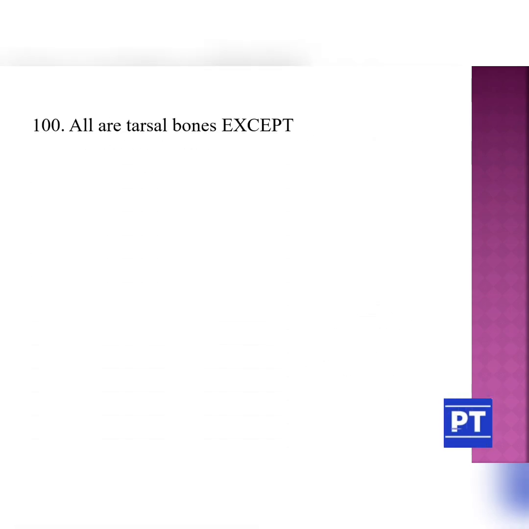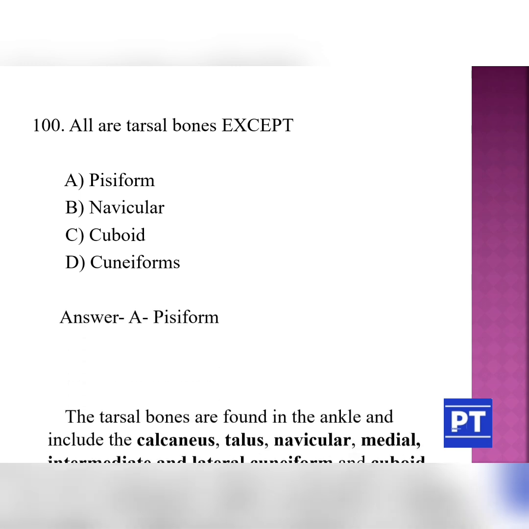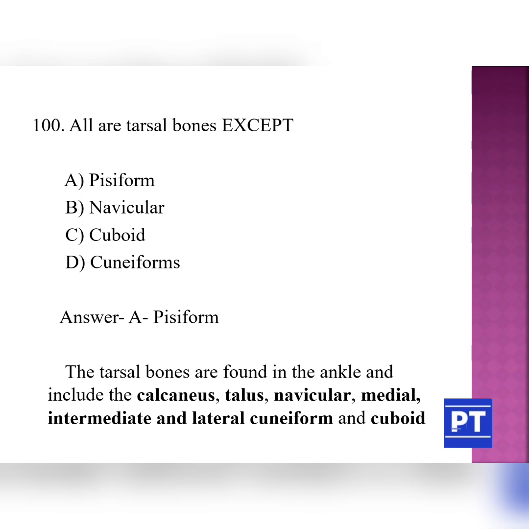Question number 100. All are tarsal bones except option A pisiform, option B navicular, option C cuboid and option D cuneiform. The answer is option A pisiform. The tarsal bones are found in the ankle and include the calcaneus, talus, navicular, medial, intermediate and lateral cuneiform and cuboid. The pisiform comes under carpal bones.